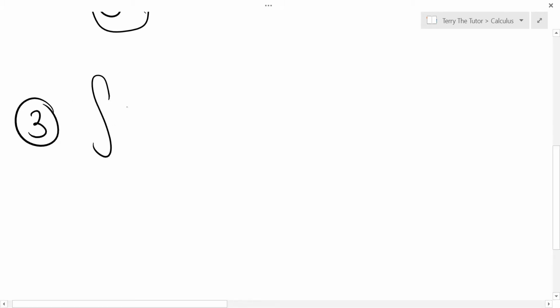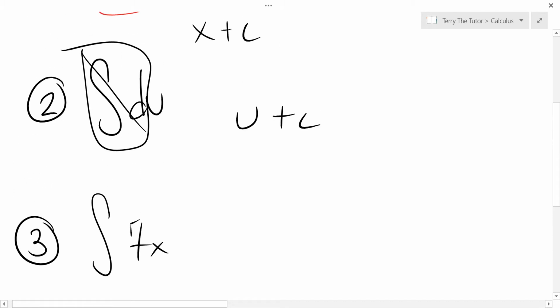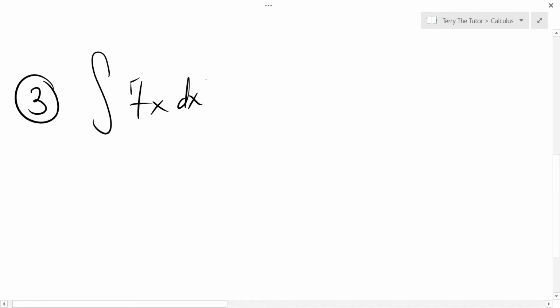We've got the integral of 7x dx. Making sure I was putting my dx's in the other ones, but that's all there was. This is going to be our general power rule, or just the power rule, really. We're going to add 1 to our exponent, and we're going to divide by that exponent, 1 plus 1. So that equals 7, 1 plus 1 is 2, 7 divided by 2, x squared, and then we're done integrating. So then we can say plus c, and we're done. Wonderful. Let's try 4.